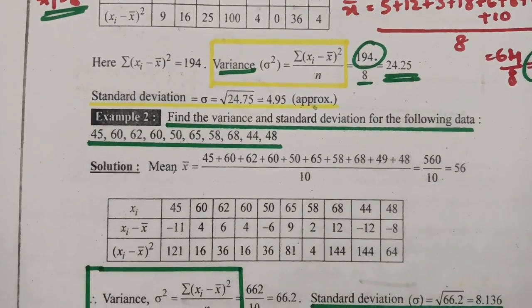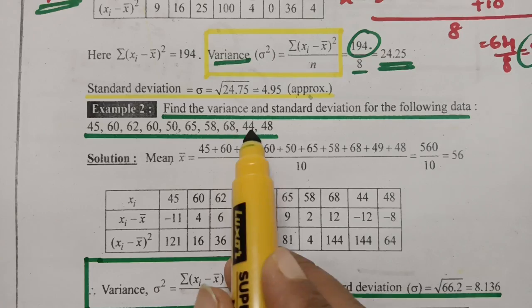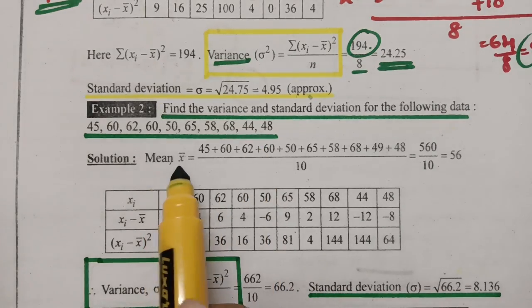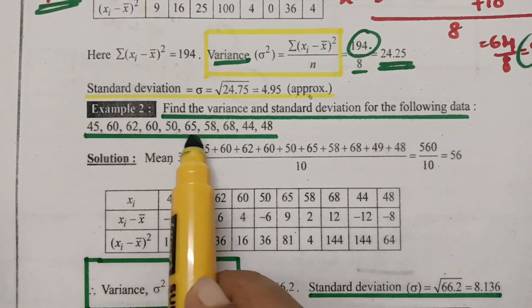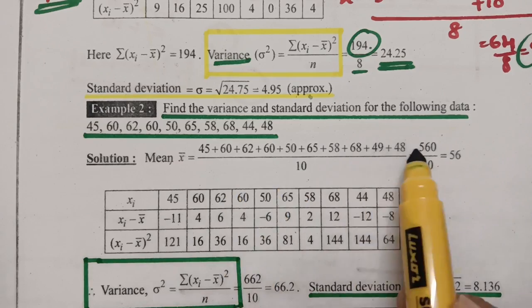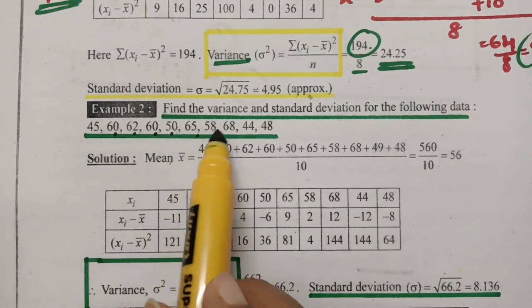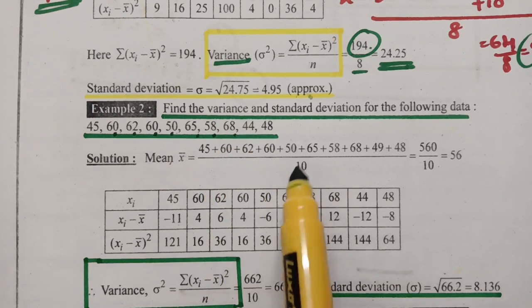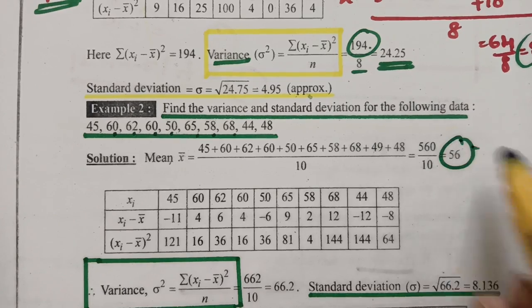And the next question here is: find the variance and the standard deviation of the following data. These are all the data. First, we have to find the mean, which is nothing but 45 plus 60 plus 62 plus 60 plus 50 plus 65 plus 58 plus 68 plus 44 plus 48 divided by the number of values here, which are 1, 2, 3, 4, 5, 6, 7, 8, 9, 10, so divided by 10. 560 by 10, the value here is 56.